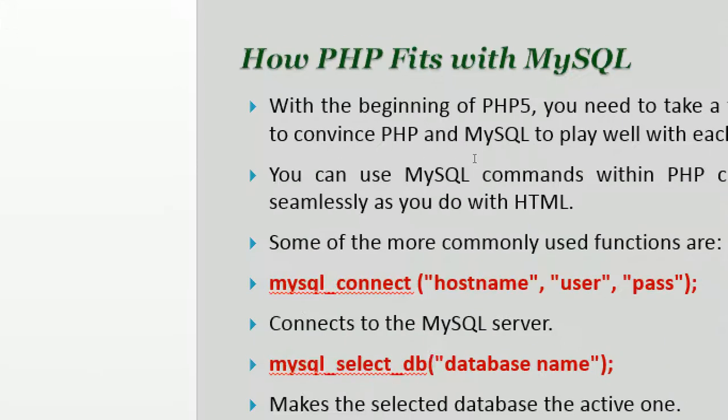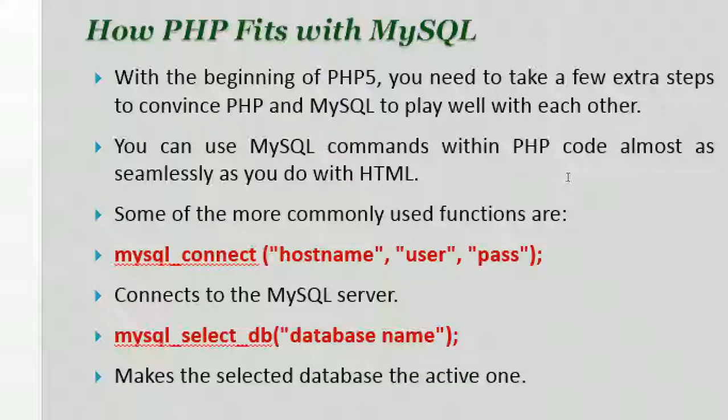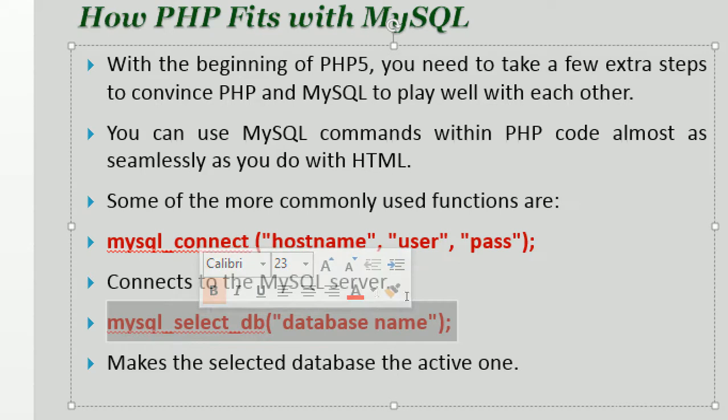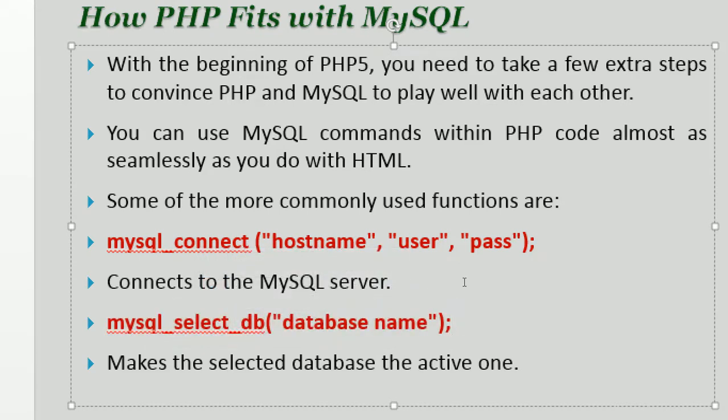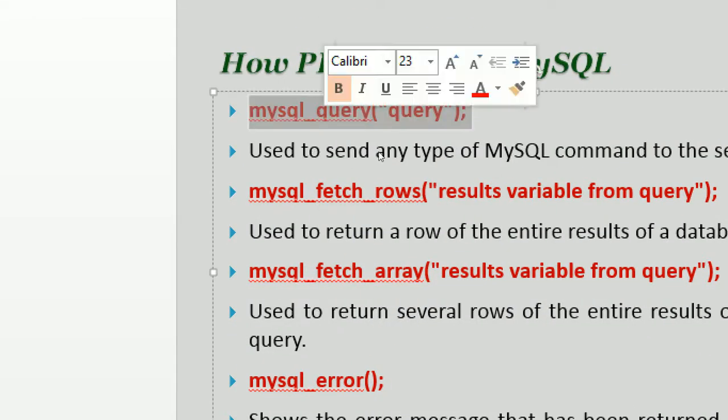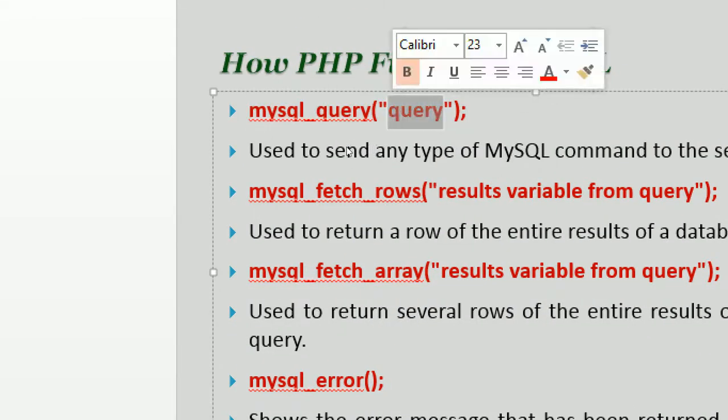So now, how does PHP fit with MySQL? So mysql_connect. This is a command which you already know, which is used to connect with your database if you have a password or something. mysql_select_db. This is a command to select a database from your localhost environment. mysql_query. This is used to execute whatever query you are writing. Select, update, delete, drop, alter, create, whatever query you are writing, it will be here.